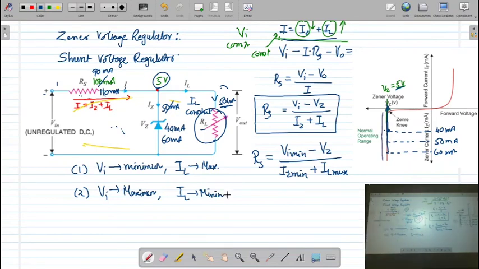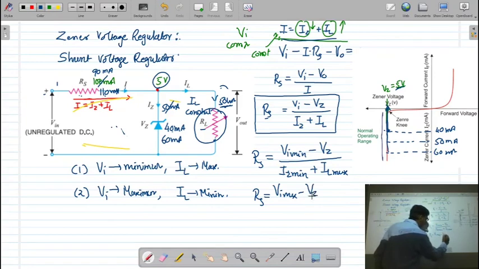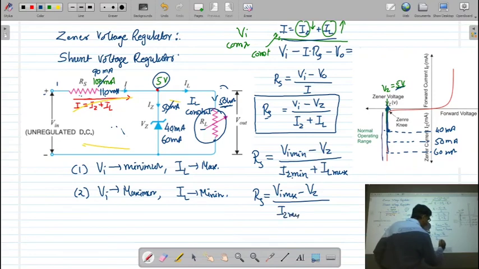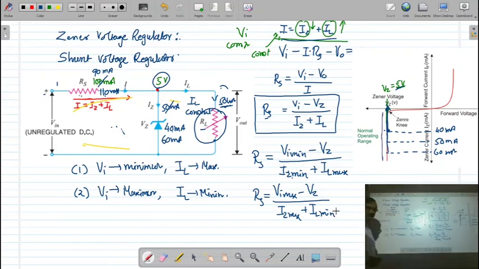Remember, load current is minimum. So with the large input voltage, my current is less. And here we can modify this formula as Vi maximum minus Vz divided by the load current is minimum. So naturally the zener current will be a maximum. So Iz maximum plus Il minimum.